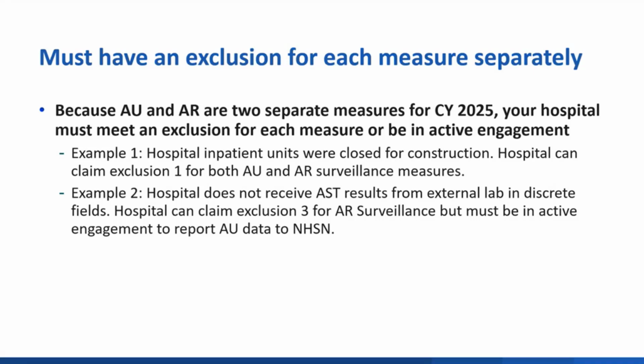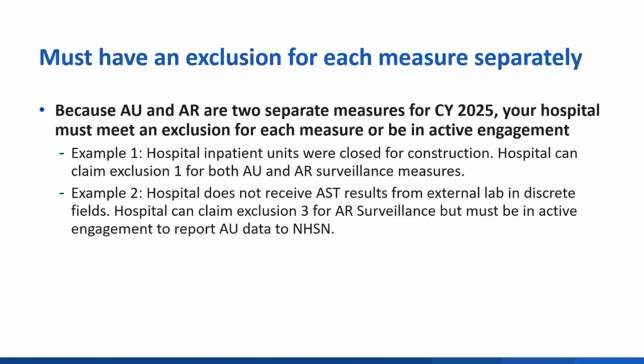Remember, since the measures have been separated for calendar year 2025, your hospital must meet either the active engagement criteria or have an eligible exclusion for each measure separately. For example, a hospital's inpatient units were closed for construction. The hospital can claim an exclusion 1 for both the AU and the AR surveillance measures. So you must have an exclusion for each measure separately.